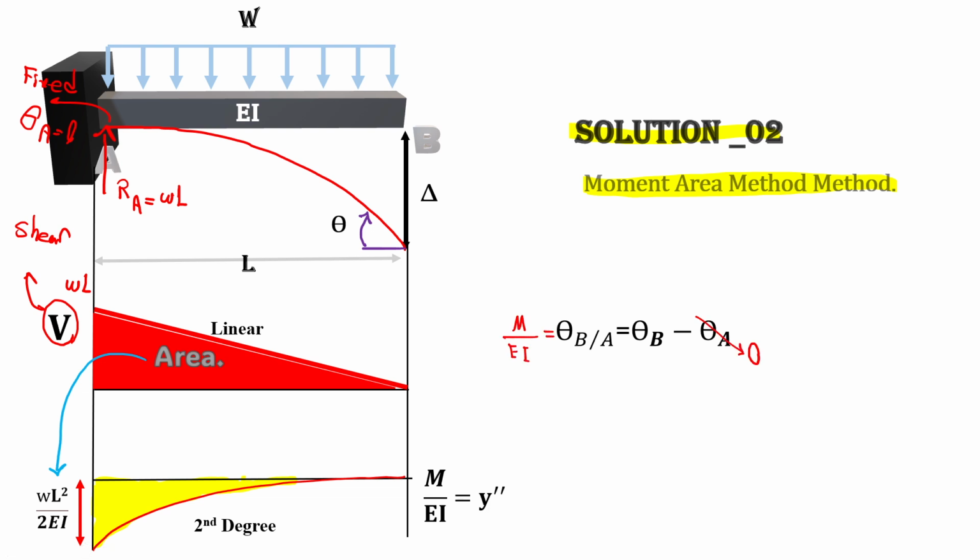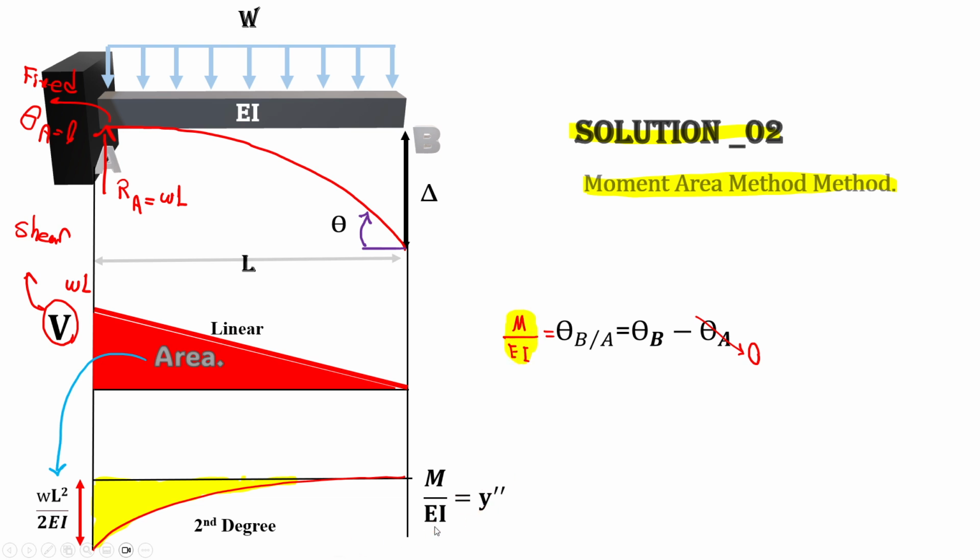And we also know from the first moment area theorem that theta B with respect to A is nothing but the area under M over EI. If the shear is linear, the moment is second degree, and the area under the shear is the amount of moment here. So this is WL. The area of this triangle is a half of WL times L. So that's WL squared over 2, divided by EI to get Y double prime.